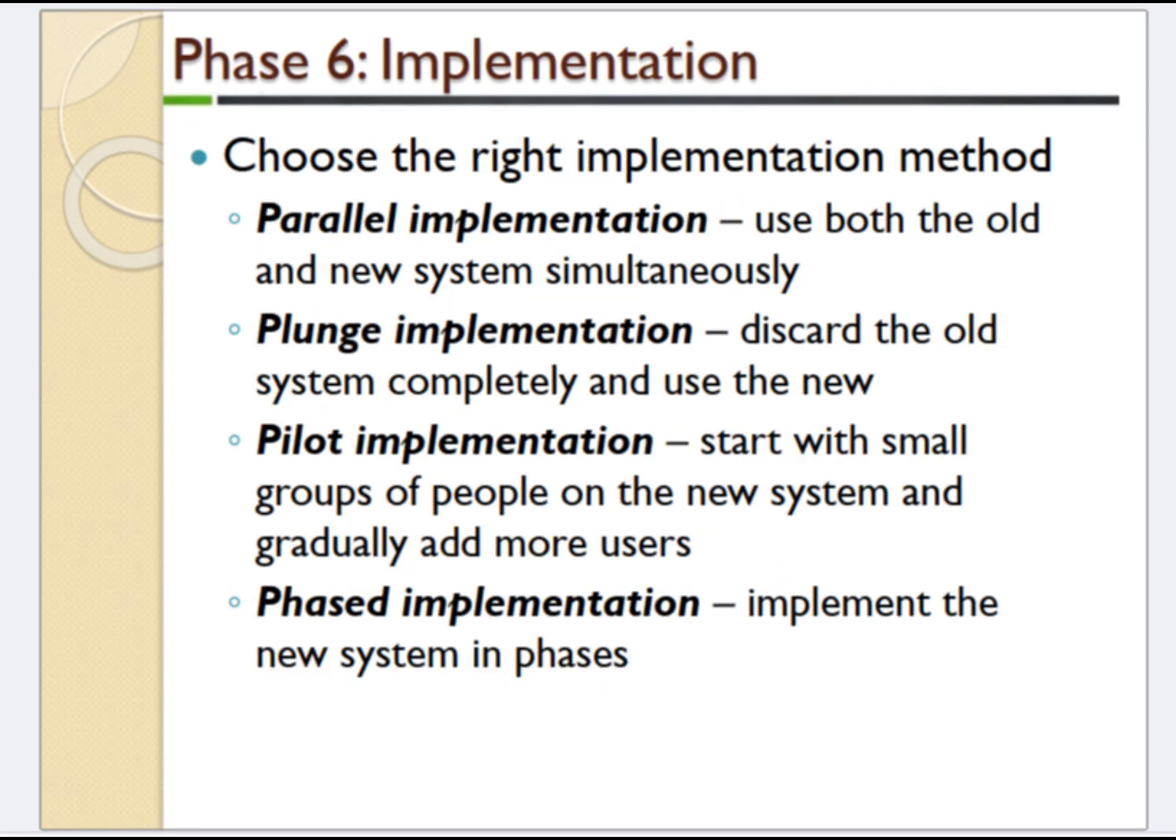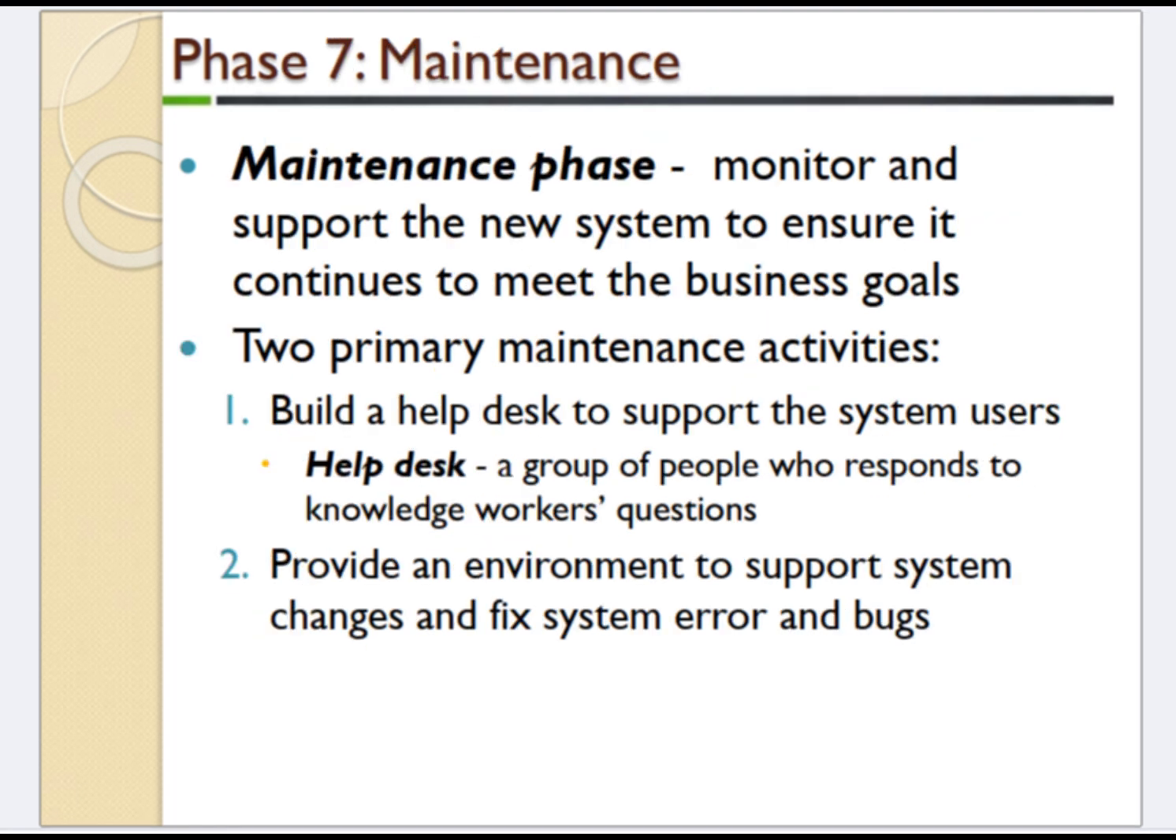Phase 6. Implementation. Choose the right implementation method. Parallel implementation: use both the old and new system simultaneously. Plunge implementation: discard the old system completely and use the new one. Pilot implementation: start with small groups of people on the new system and gradually add more users. Phased implementation: implement the new system in phases.